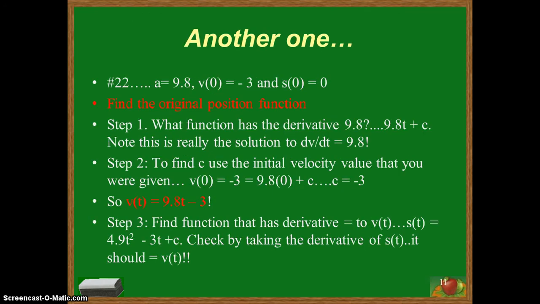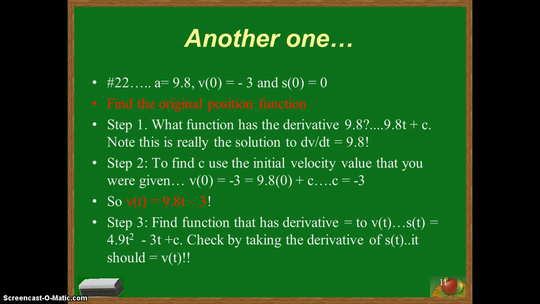Number 22. Okay, here I'm going to tell you that acceleration equals 9.8, the velocity at time 0 equals negative 3, and the position at time 0 equals 0. Find the original position function. Step 1. What function has derivative 9.8? Well, we just did this, 9.8t plus c.